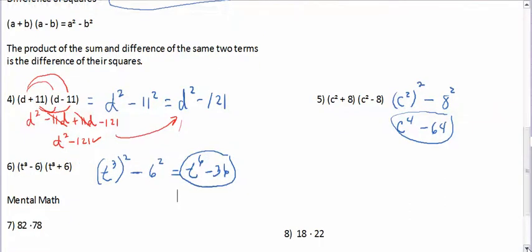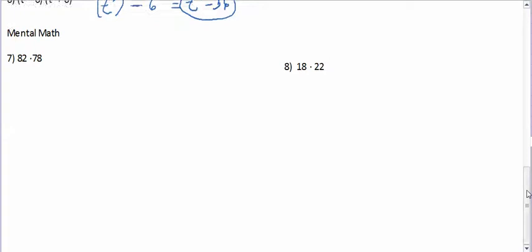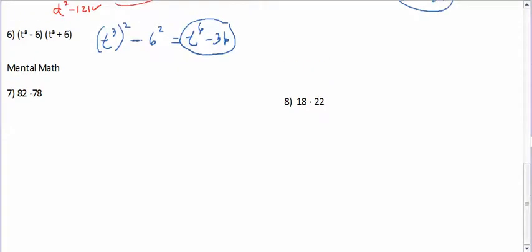Alright, now again on your homework you're going to be asked to do these mentally with just regular numbers, not variables. So I am going to need to get one addition problem and one subtraction problem. And I look at 82 and 78. Well, if I take 80 plus 2, and if I take 80 minus 2, 80 plus 2 is 82, and 80 minus 2 is 78. I've still got the same problem, but it's just written in a difference of squares.